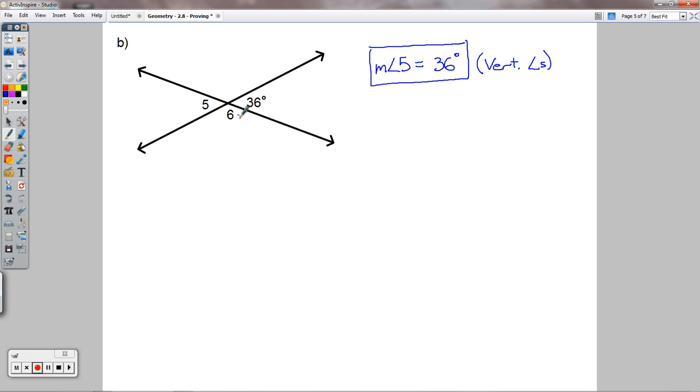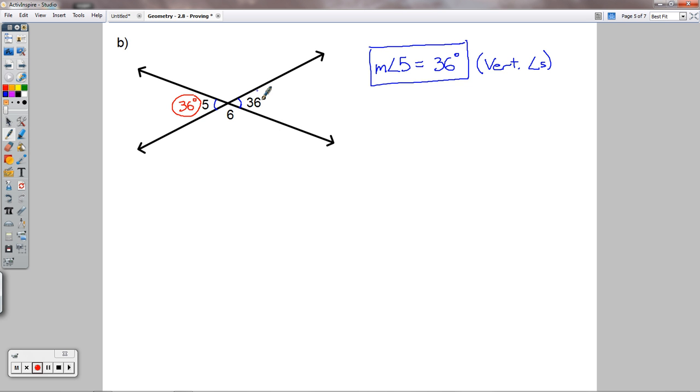We talked about how vertical angles are congruent. So I could say that this is congruent to this. That means since that's 36, this also has to be 36. So based on that, we can find 6 using either this 36 or this one. We've got a linear pair here and here with 5 and 6.